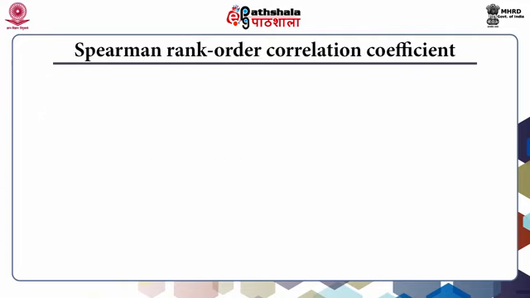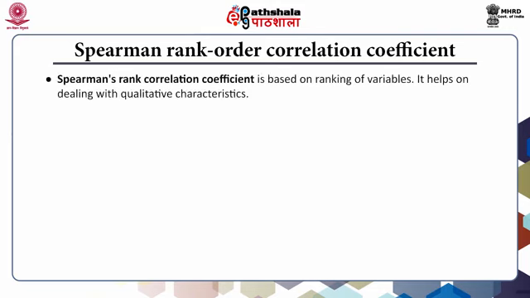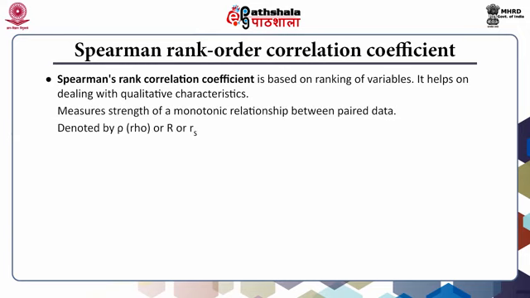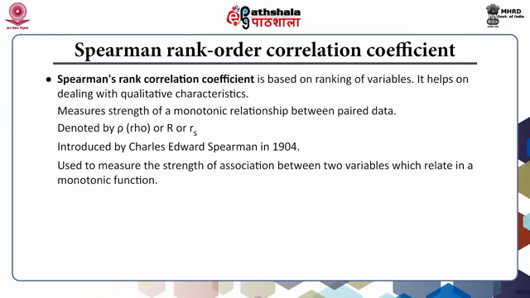Spearman's rank correlation coefficient. This is based on the ranking of variables. It helps in dealing with qualitative characteristics. It is denoted by rho or R. This was introduced by Charles Edward Spearman in 1904. It is used to measure the strength of association between two variables which relate in a monotonic function.